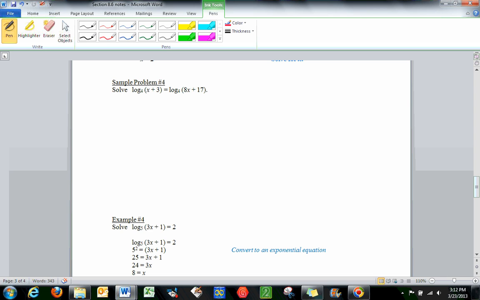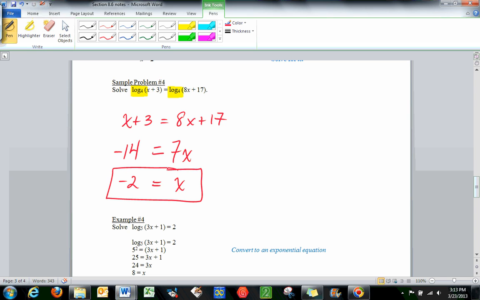Okay, this ought to be pretty straightforward and simple at this point. We see log base 4, log base 4. So we can say that x plus 3 is equal to 8x plus 17 without having to go through all of the rewriting steps. Now we're simply into an algebra equation that we can solve for x. I'm going to subtract x from both sides, which gives me 7x there. I'm going to subtract 17 from both sides, which gives me negative 14 on this side. After I divide both sides by 7, I get x is equal to negative 2.